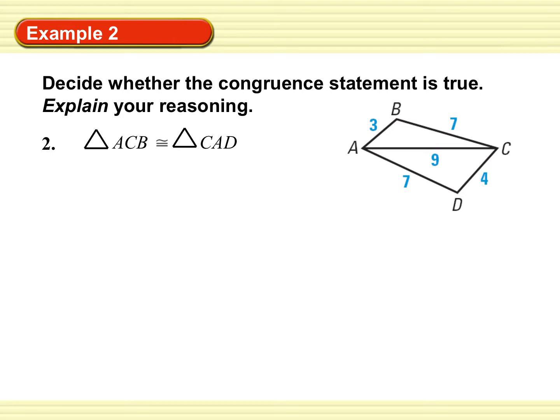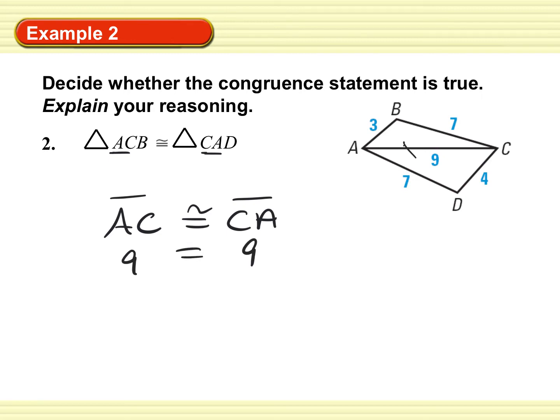So again, I'm going to look at the congruency statement and make sure everything matches appropriately with a corresponding congruent side. So I'm going to take the first two letters, AC and CA. Well, if you recognize, these are exactly the same two letters, just in a different order. And what they're referring to is this side in the middle, and it's got a length of 9 no matter how you look at it.